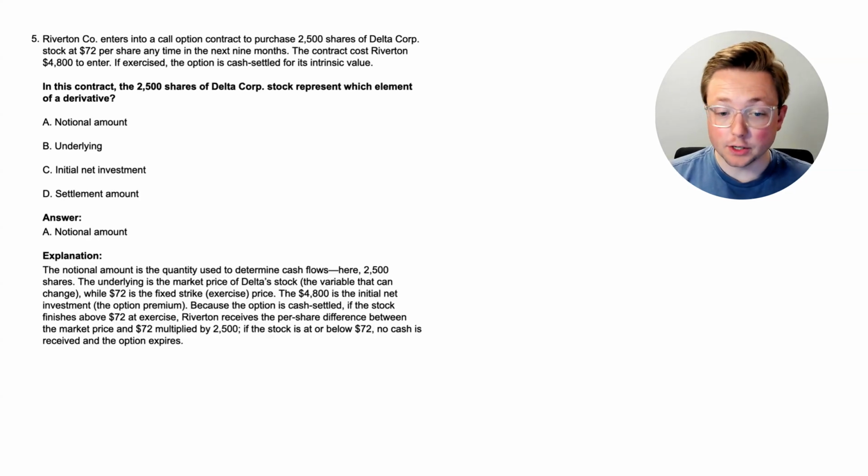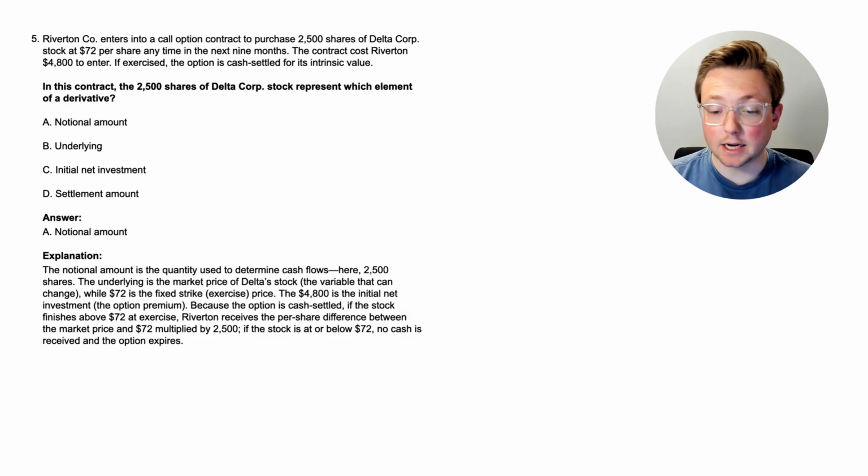So let's go through this. The notional amount is the quantity used to determine cash flows. So here it's the 2,500 shares. The underlying is the market price of Delta's stock, and that's the variable that can change. So again, their stock is the thing that's changing and affecting the use of the call option. While $72 is the fixed strike or the exercise price. The $4,800 is the initial net investment, the option premium. That's the money they had to pay to be able to have access to this call option.